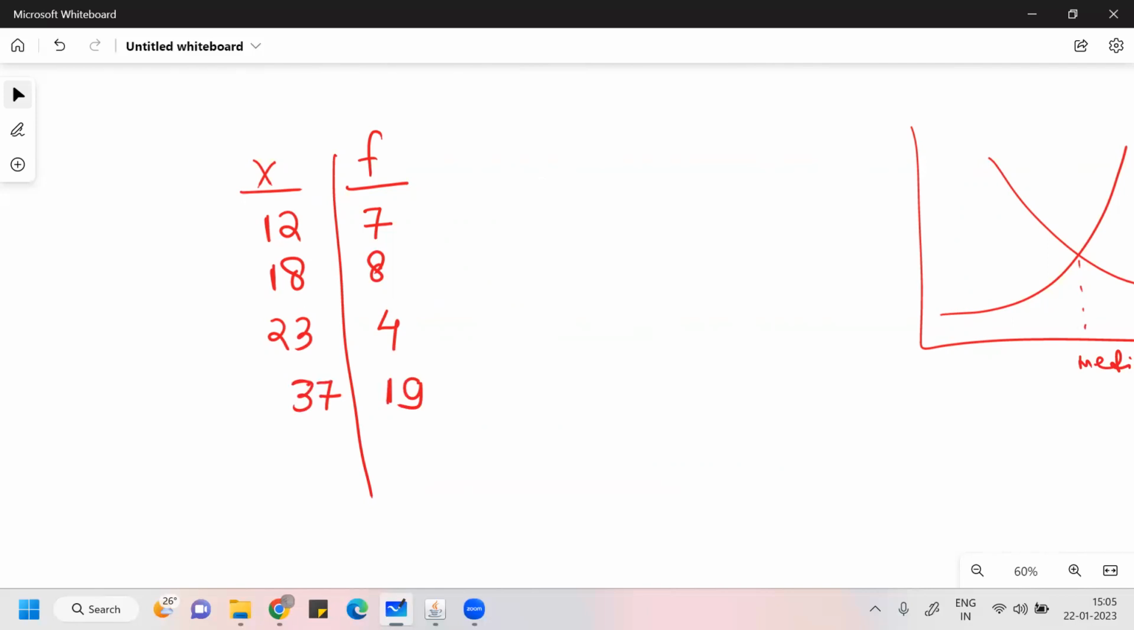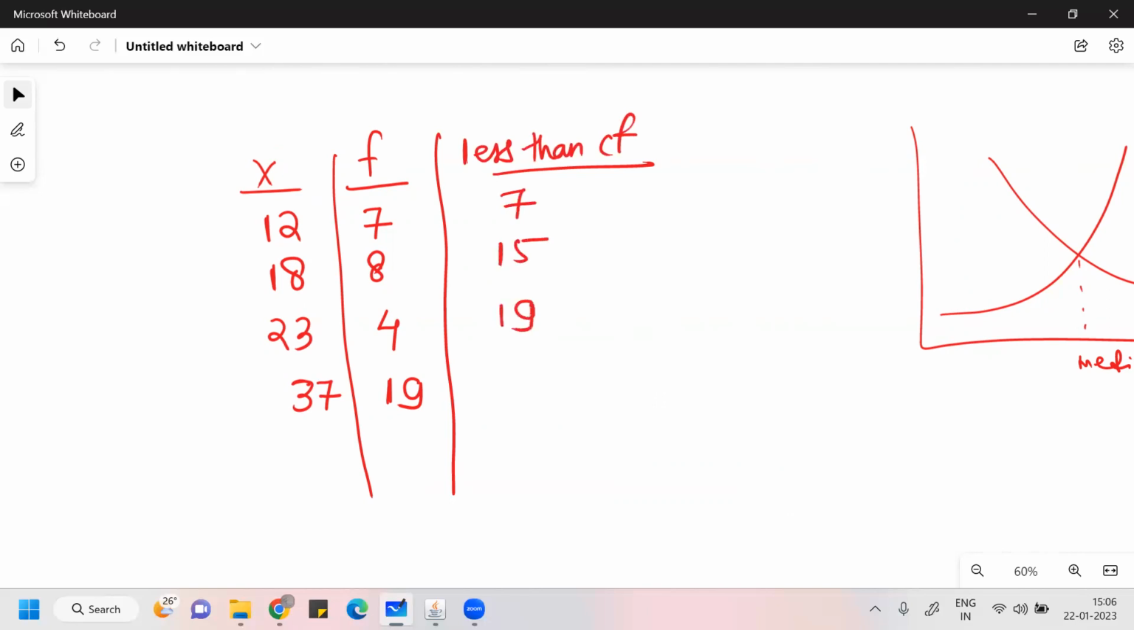Suppose this is the question, and I ask you what is the median for this data. For median, you find the less than cumulative frequency. 7, 7 plus 8 is 15, 15 plus 4 is 19, and then 19 plus 19 is 38. As I told you, for median calculation you find sum of f by 2. Sum of f by 2, you got 19.